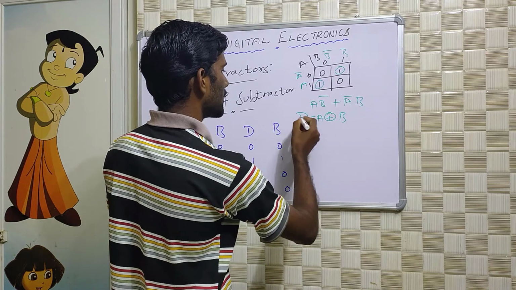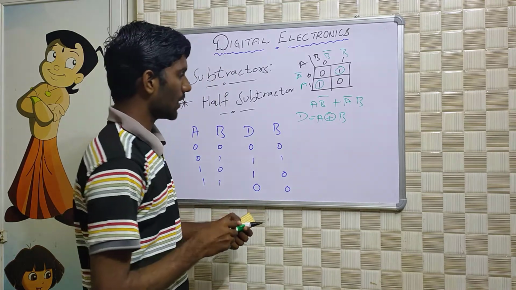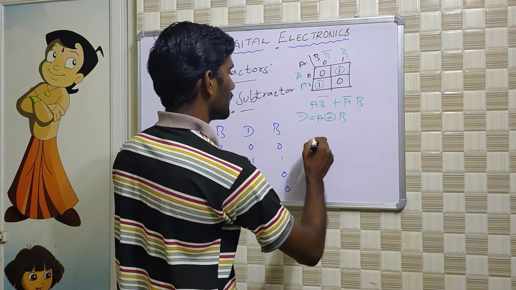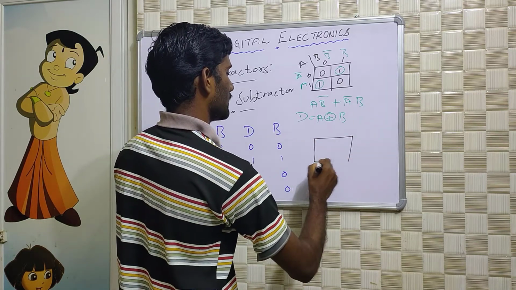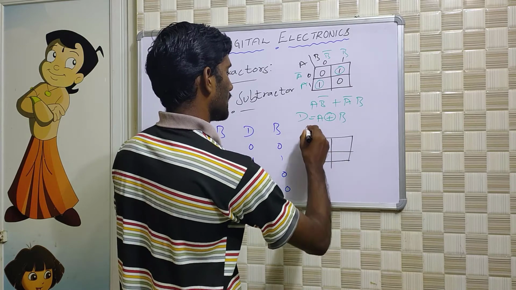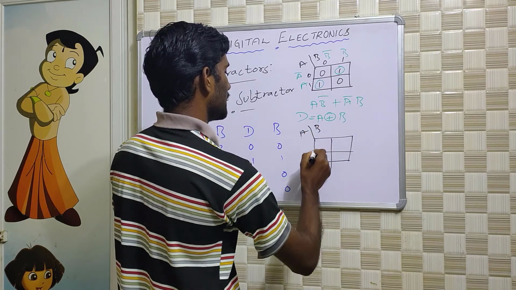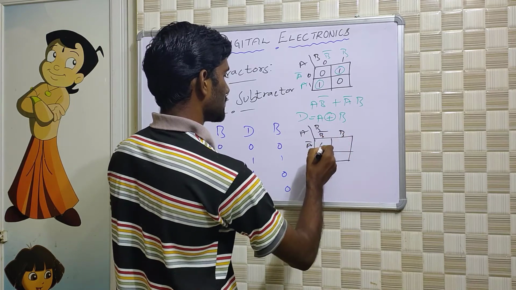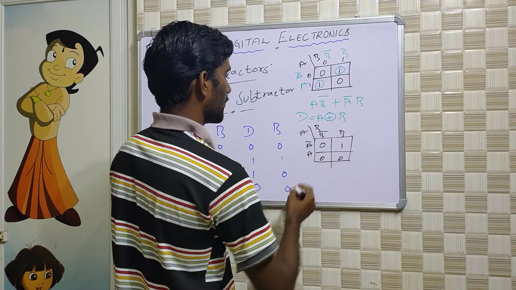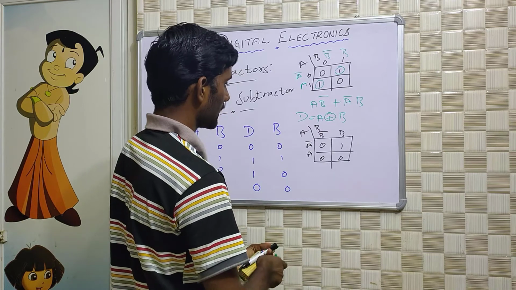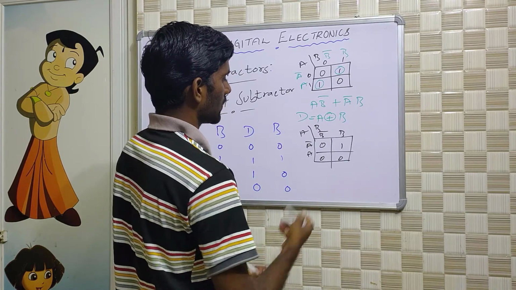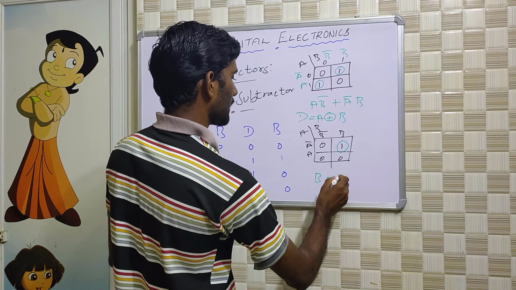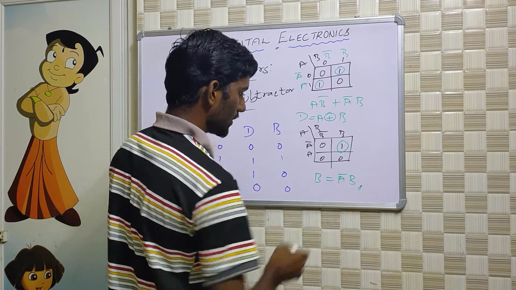So this is the difference. Similarly, when we do the K-map for borrow, with A, A bar, B, B bar, the entries are 0, 1, 0, 0. Only one cell is there, so we have A bar B. So borrow is equal to A bar B.